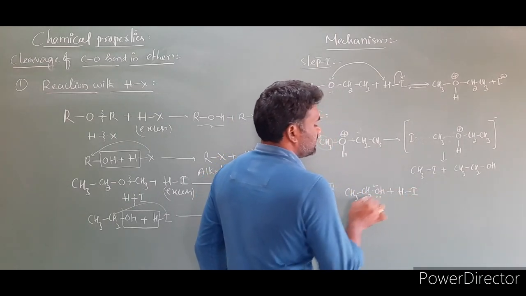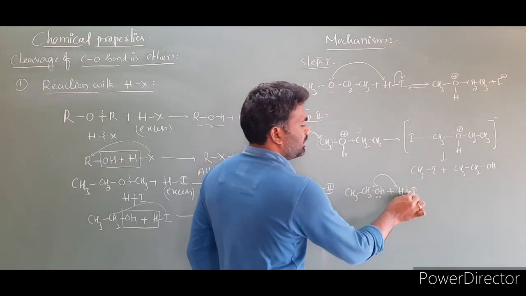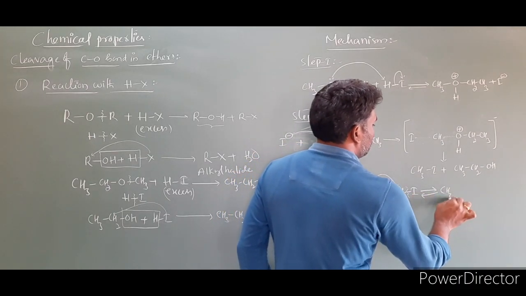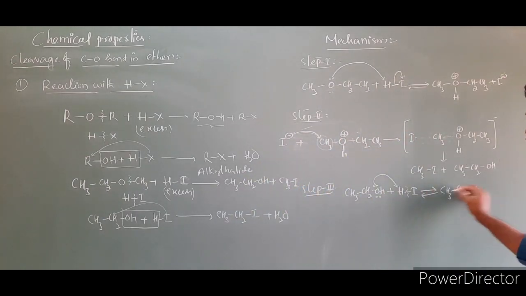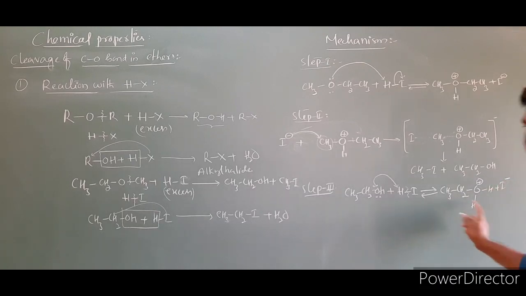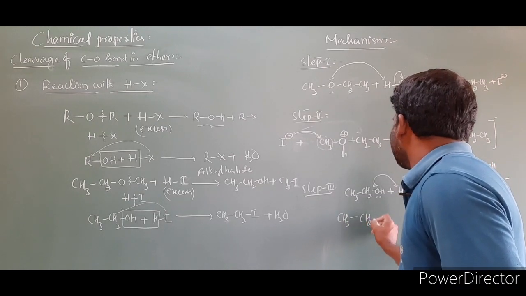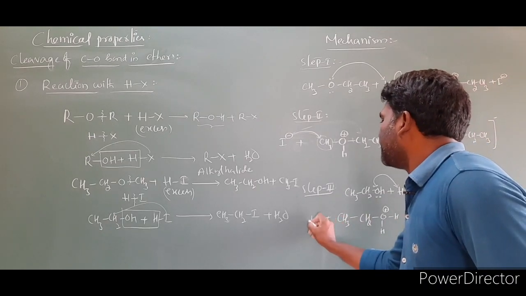The lone pair of electrons present on oxygen attacks this hydrogen. As a result, the bond between them undergoes cleavage. The product is CH3 CH2 O, and to this oxygen we attach hydrogen, with one hydrogen already there, with a positive charge, plus I minus. Clear? Then take this product again, CH3 CH2 O H H with a positive charge, and we take I minus.